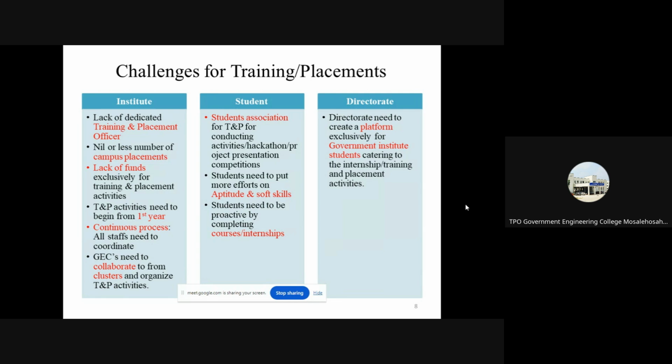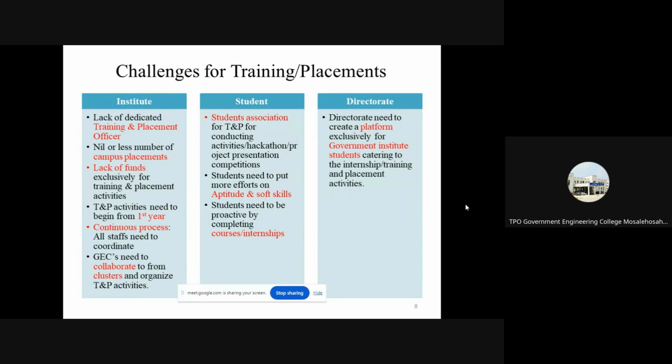It's a continuous process. Like I said, all staff members, irrespective of whether HODs or professors, everybody needs to coordinate. And the last one, the government engineering colleges need to collaborate, form clusters and organize the training and placement activities. Wherever the GECs are close by, they can form a cluster of 2 or 3 colleges. It can be to organize a hackathon, a project presentation, or to invite a small company that will take placements and the training to the next level. This is with respect to the institutes.